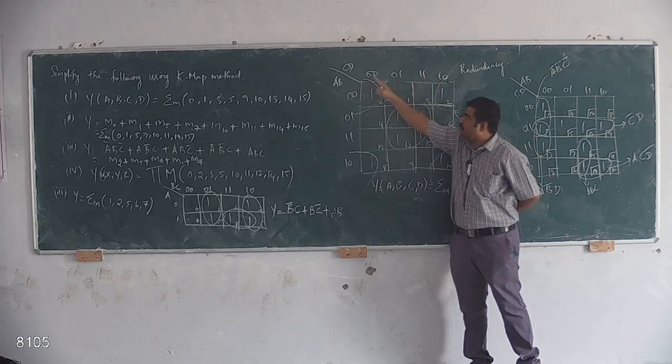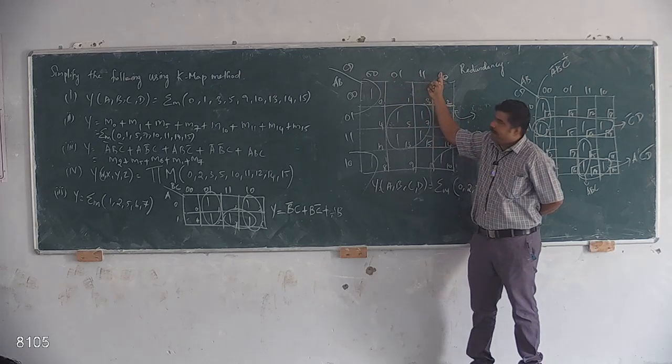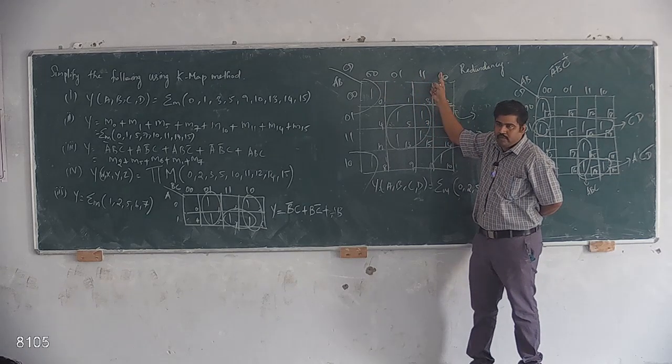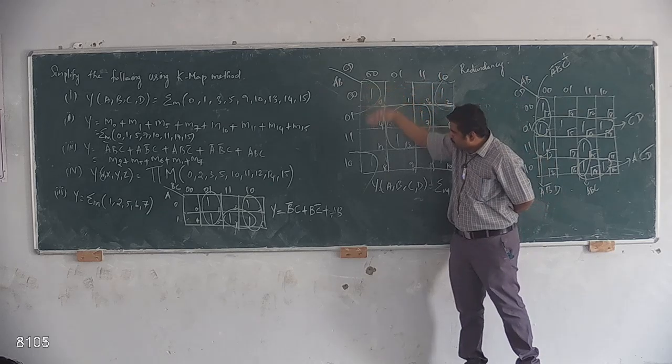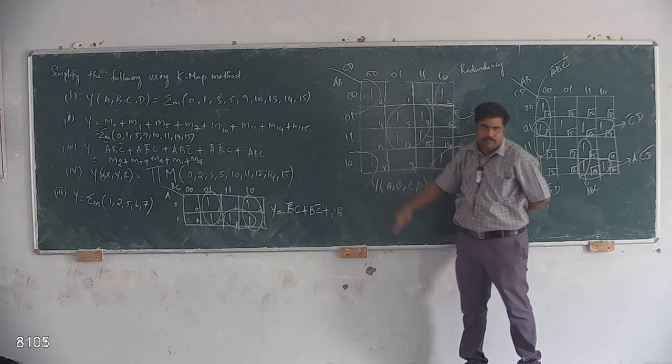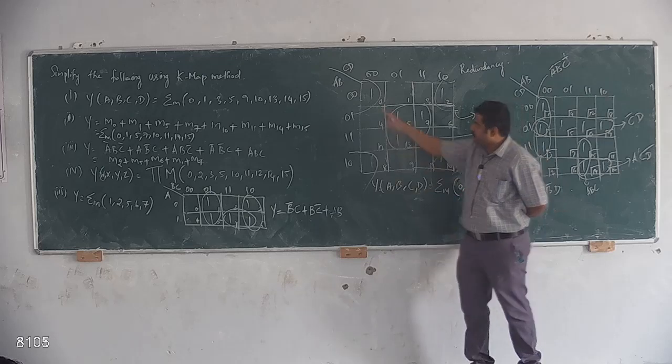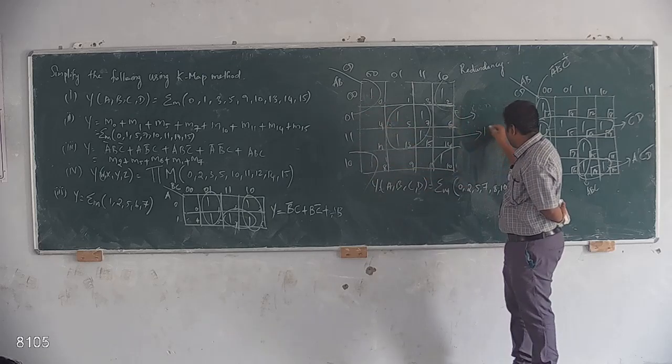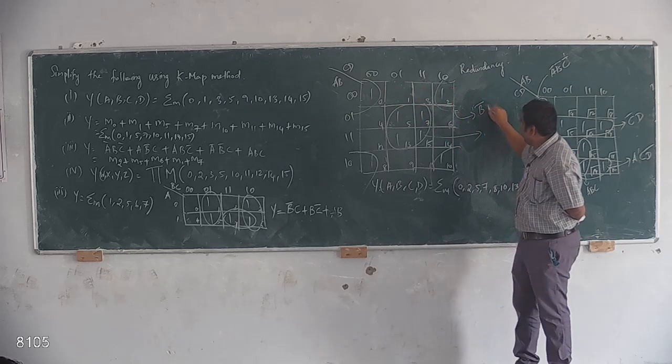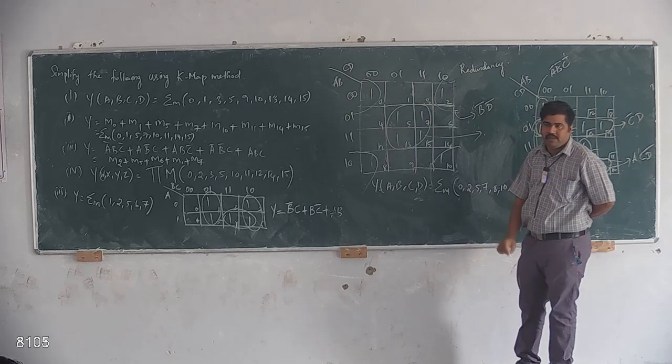In these two, what is the common value? D bar is the common value. In a similar way, for this box and this box, we need to find the common value. So what is the value? The answer is B bar. Common value is D bar. B bar, D bar is the answer.